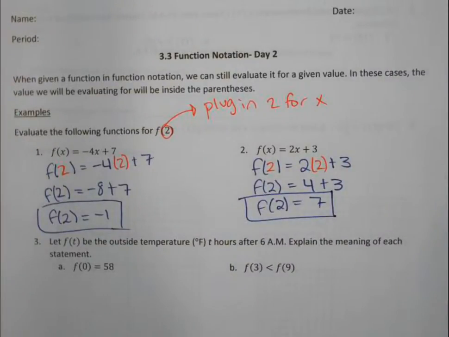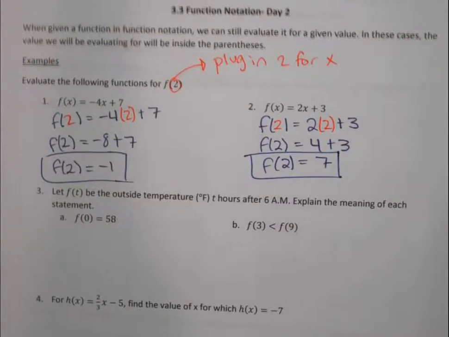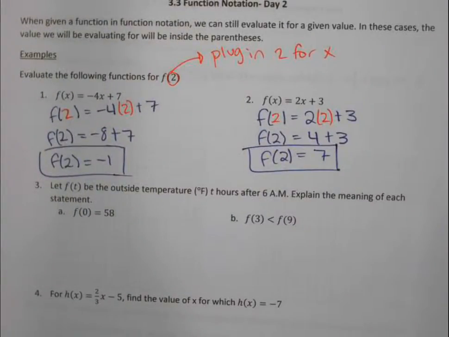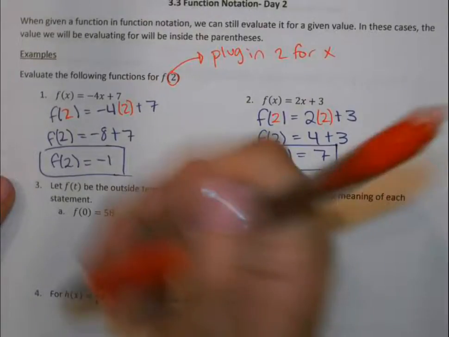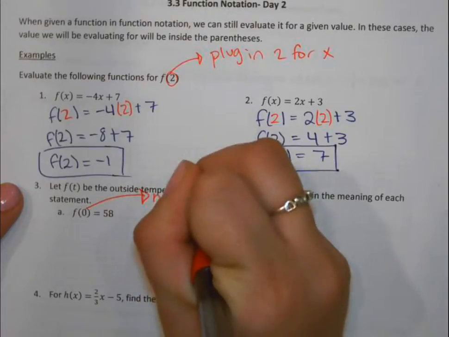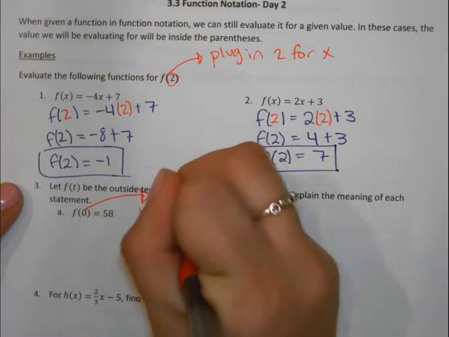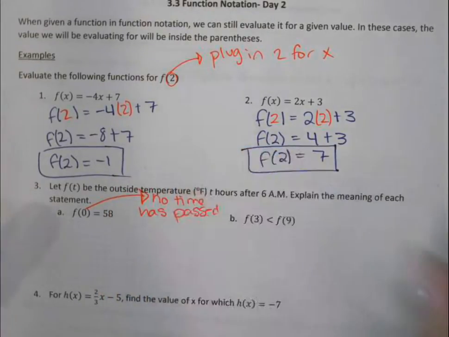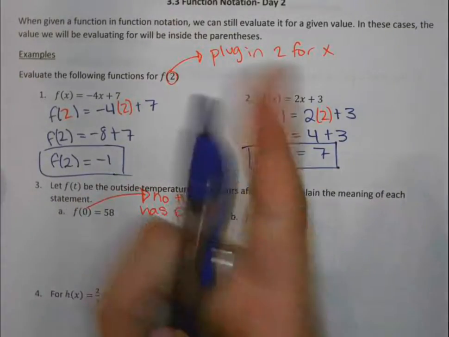Okay, on number 3, I am looking at an equation given context of a real-world situation. So f of t is the outside temperature in Fahrenheit, t hours after 6 a.m. So I've got to figure out what each statement means. If I take a look at A, it says f of 0. This means no time has passed. So what I'm going to say when I write my answer for this is, at 6 a.m., it's 58 degrees.